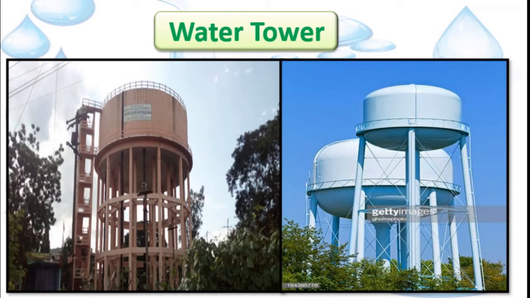The pumps run on diesel or electricity, so that by using machines, we can lift water to tanks like this, that means to the water towers. And then we supply the water to towns or cities.